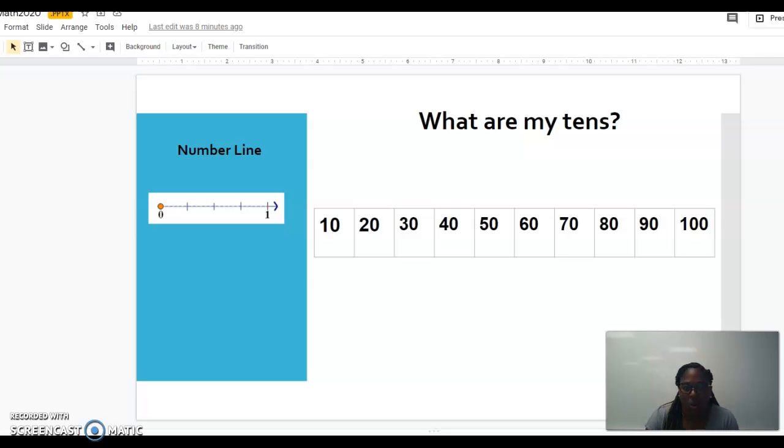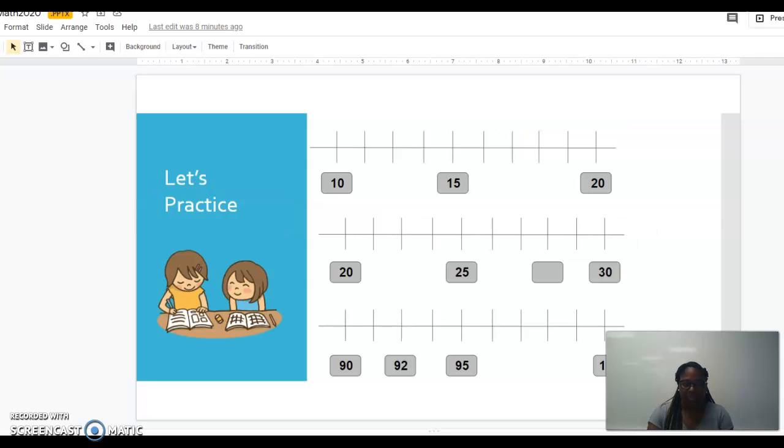So now we're going to practice. Here are some open number lines, and we're going to use some examples to figure out how we will place certain numbers on the number line based on the two 10s that they're between.